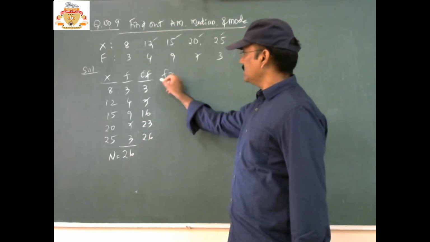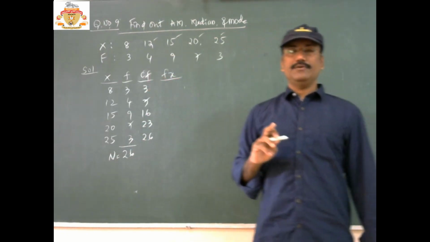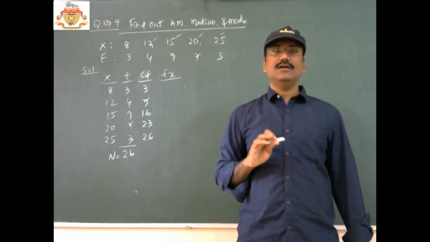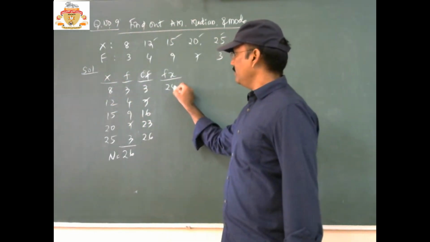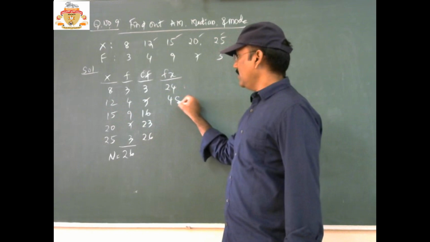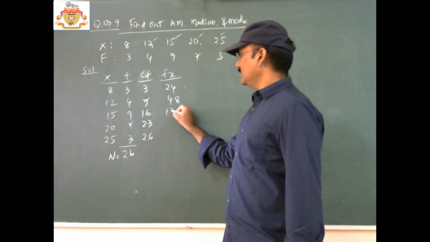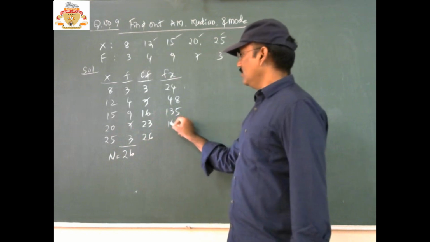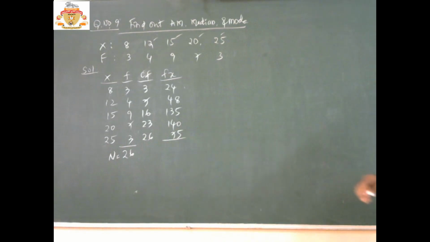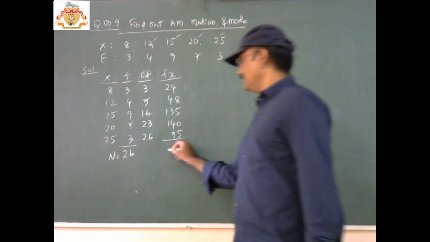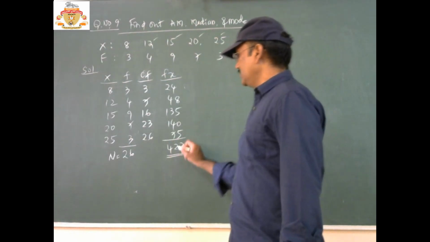Now you find f into x. CF is required for the median and fx is required for the mean. So 3 into 8 is 24, 12 into 4 is 48, 15 into 9 is 135, 20 into 7 is 140, 25 into 3 is 75. Now you need to add the numbers: 24 plus 48 plus 135 plus 140 plus 75. So it was 422. So 422 is the summation of fx.